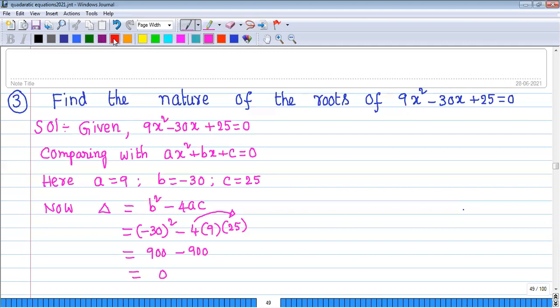So now how do you comment? Rational and equal. Roots are rational and equal, or real and equal, no problem. Roots are rational and equal. So very good.